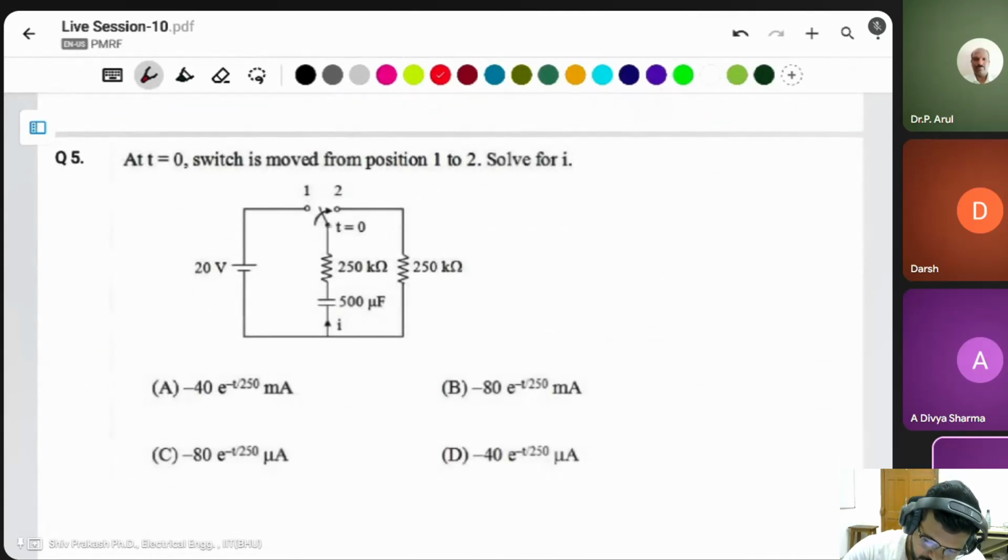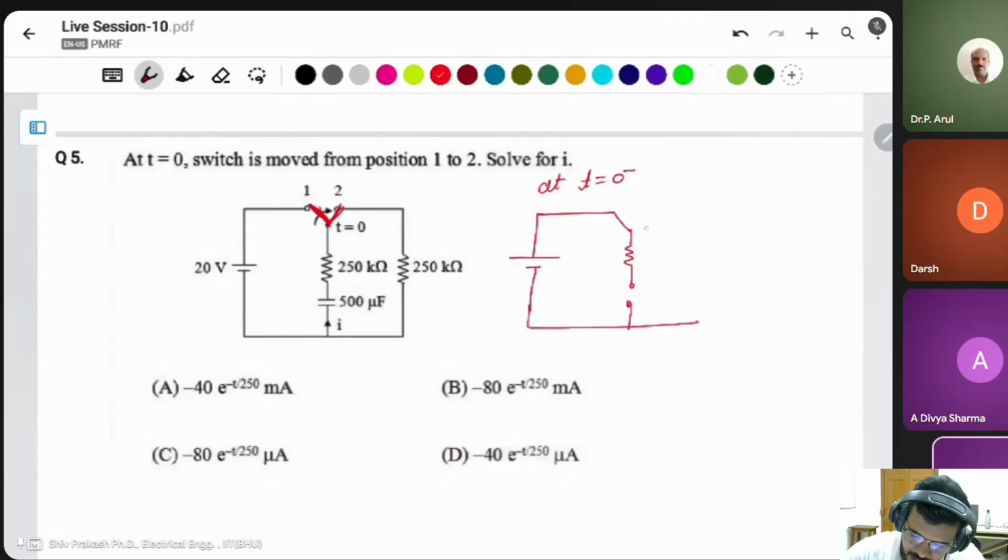If the switch is closed at 1 before t equal to 0, then after the switch goes to 2, then at t equal to 0 minus, this circuit looks like that. Capacitor will be open circuit and there is only one resistor.